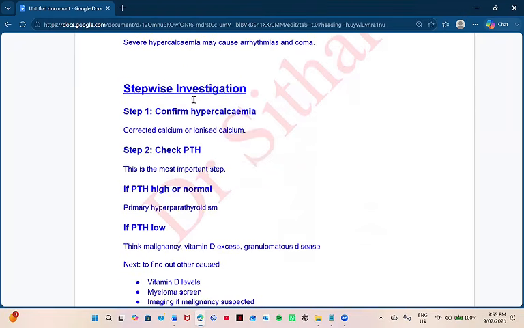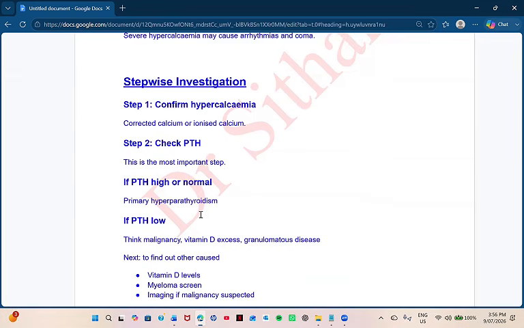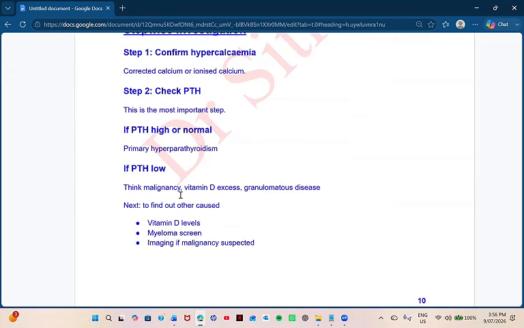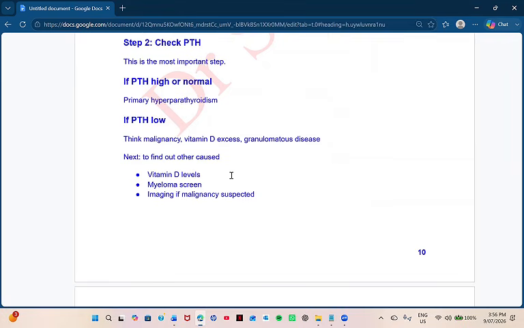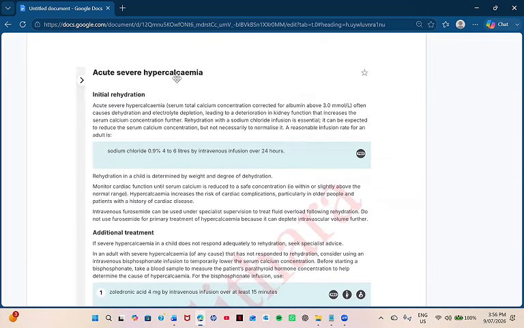So for stepwise investigation, you have to confirm the hypercalcemia first, then you have to check the parathyroid hormone level to check whether this is parathyroid dependent or independent, right? After checking the parathyroid hormone, if it is high or inappropriately normal, you can think about primary hyperparathyroidism. The problem is the adenoma, right? If the parathyroid hormone is low, that means there's nothing associated with the parathyroid hormone. You have to find out the other causes, right? Okay, so the treatment also I will explain.